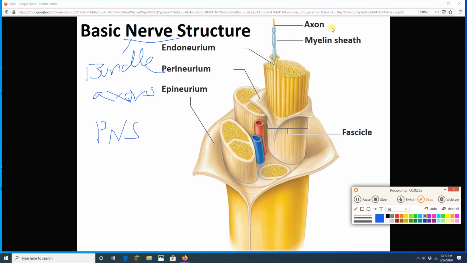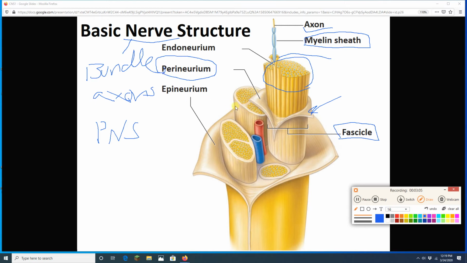Now, if we start with a single axon wrapped in Schwann cells, myelin sheath, and then the Schwann cells have a connective tissue covering called the endoneurium. Now, the basic job of that endoneurium is to attach to other endoneuriums to let us group together axons. And so what I have here is a group of axons. This group of axons is called a fascicle. And then we surround the fascicle with a thicker layer of connective tissue called the perineurium.